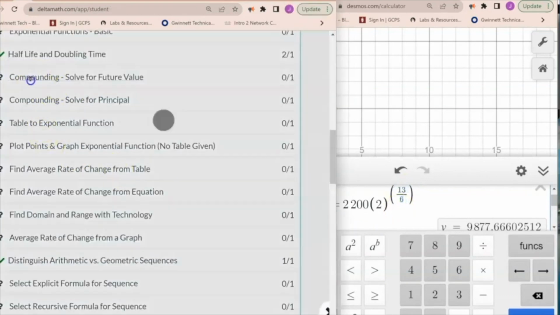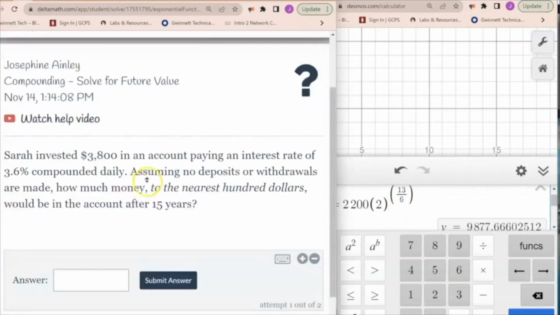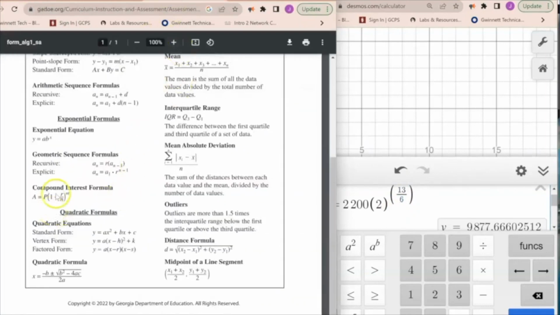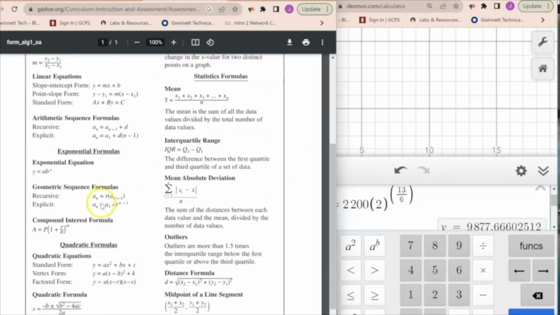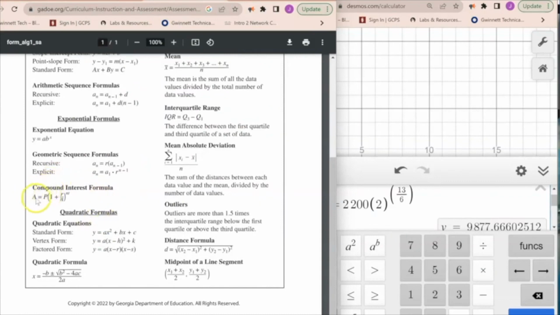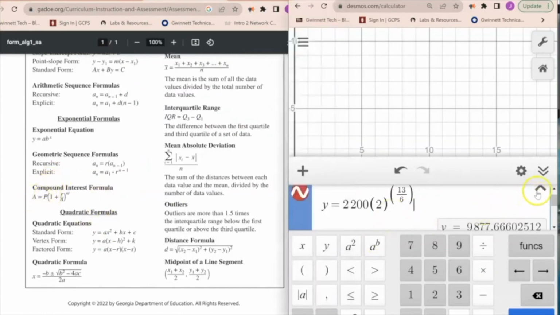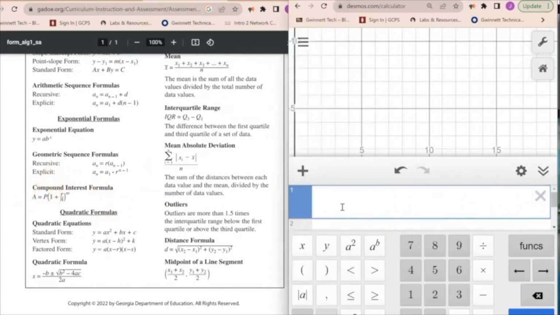All right, let's take a look at compounding, solving for a future value. So this is straight out of a formula. So what I'm going to do is look for the formula for compounding. It's an exponential equation, but it's a special kind. And it's this formula right here. And you just need to know what each of those things are. So I'm going to type it out.